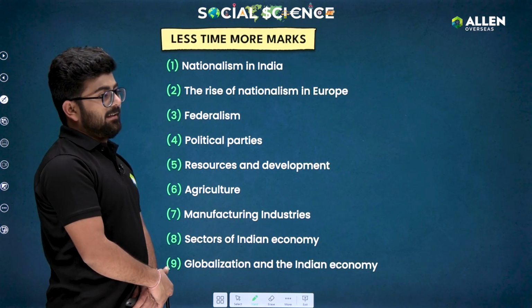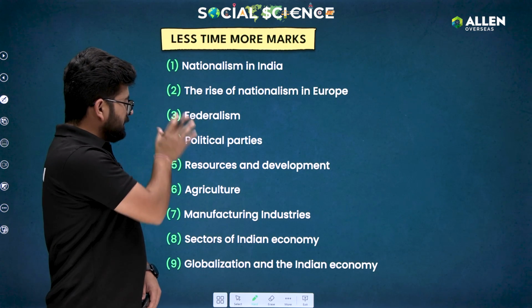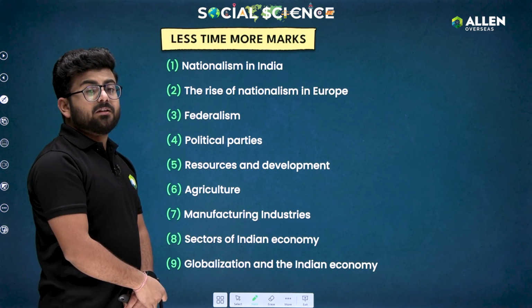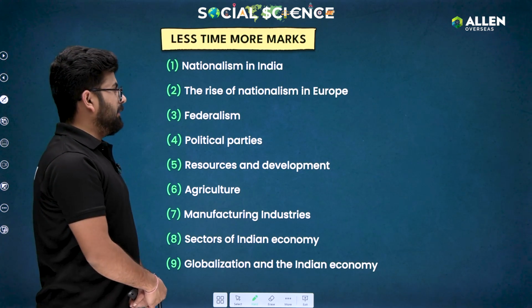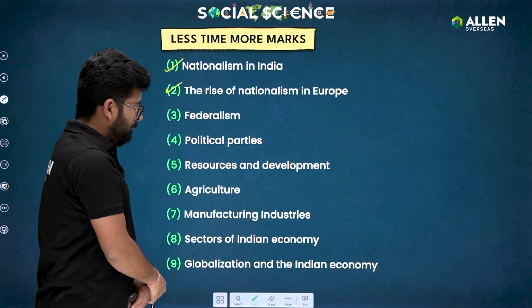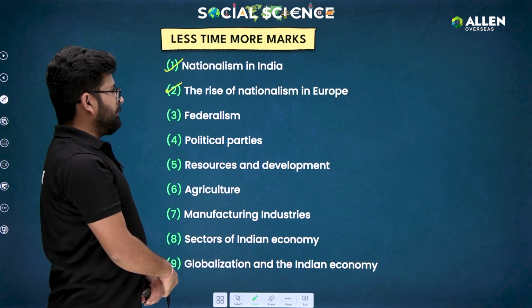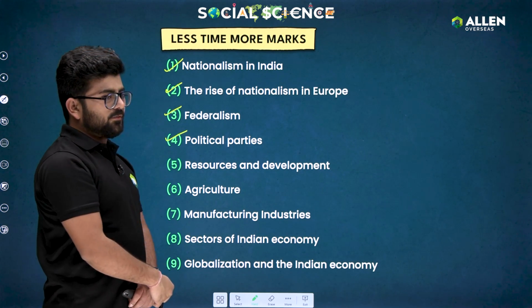On the last day, just a day before the examination, you will have to make a reading of such chapters. Students, these chapters are most important and will cover maximum marks in the examination. These chapters are Nationalism in India and the Rise of Nationalism in Europe. These are the 2 chapters from history. Second, Federalism and Political Parties. These are the 2 chapters from civics.